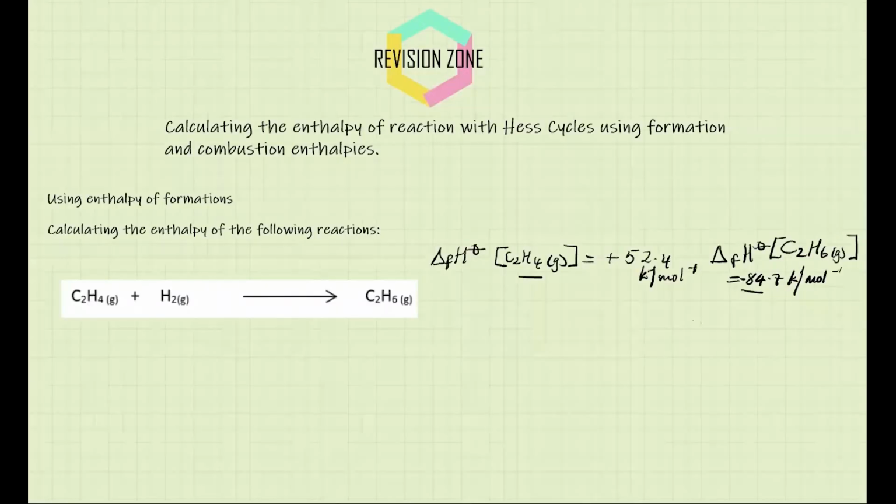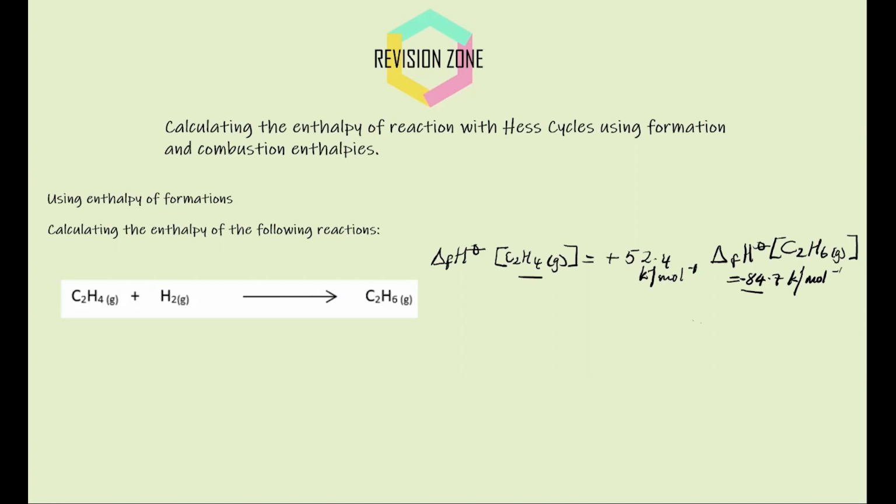Hi, and thanks for joining us on this revision zone video, which looks at the calculations for Hess cycles and follows on from part 5, which just looks at the construction. So we'll be looking at the calculation of formation and combustion. We're going to start off with formation first and then follow on to enthalpy of combustion calculations.